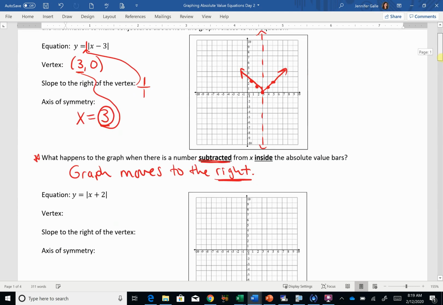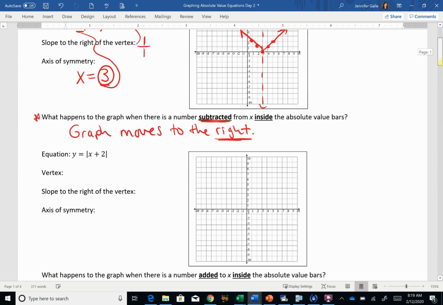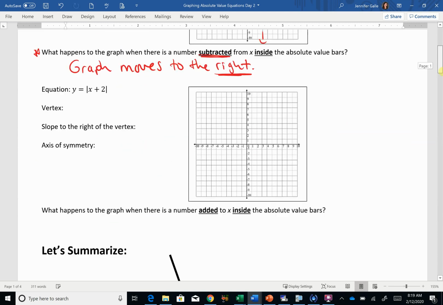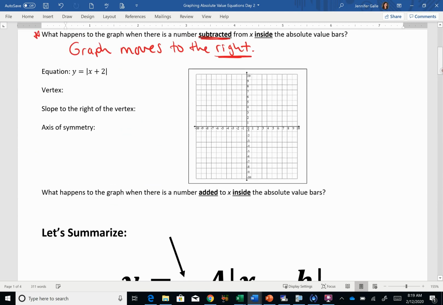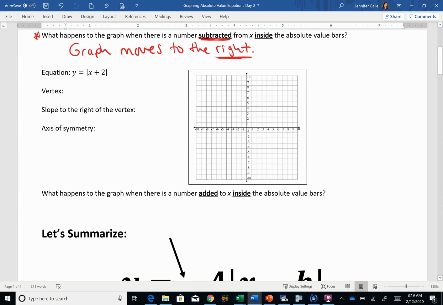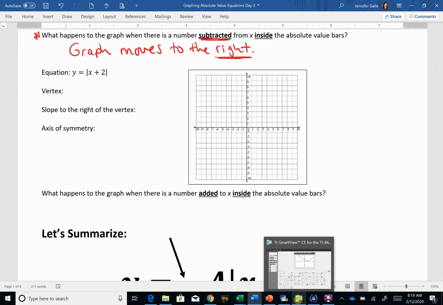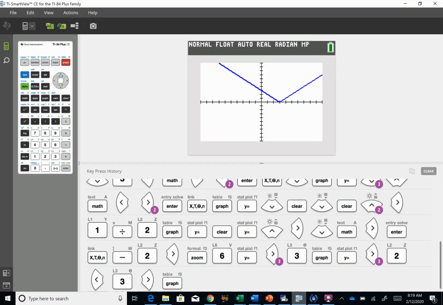So we saw that subtracting inside the absolute value bars moved our graph to the right. Now let's see what happens if we add 2. So we have y equals the absolute value of x plus 2. I'm hoping you're already starting to think of what it might do. Probably have a pretty good guess at this point. So let's go ahead, let's go to the calculator. Let's get some practice with these.